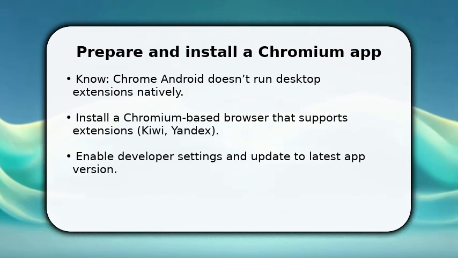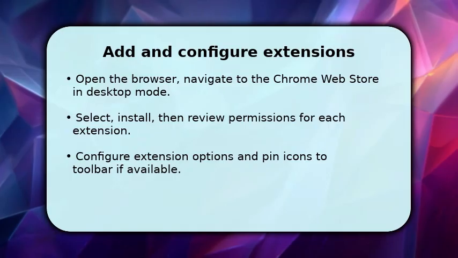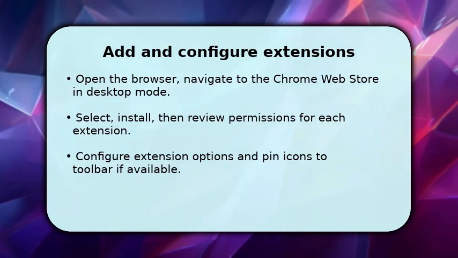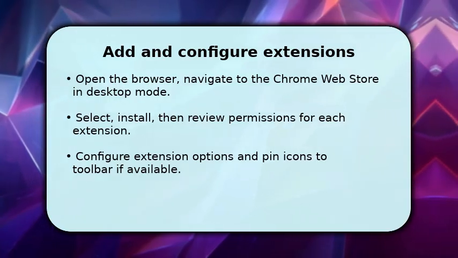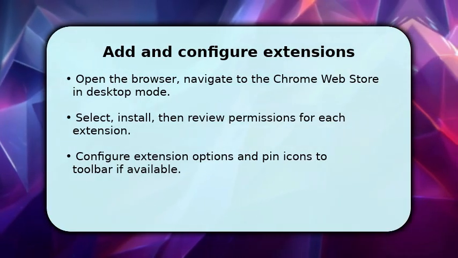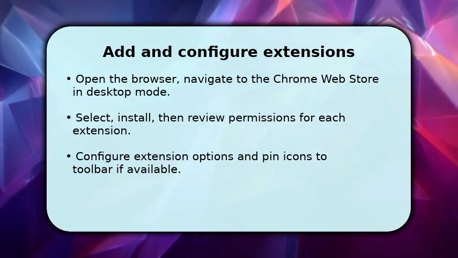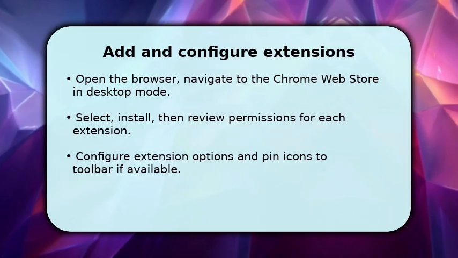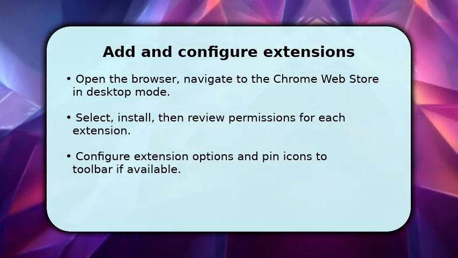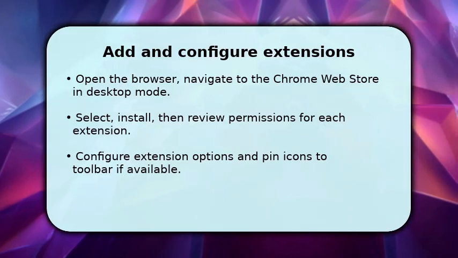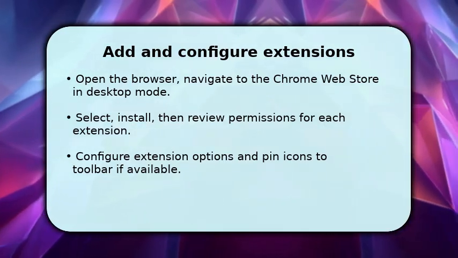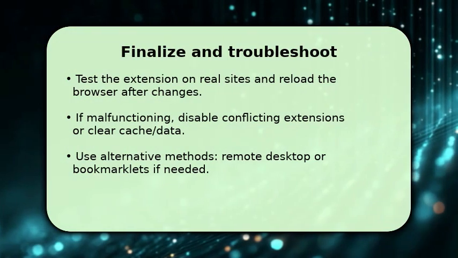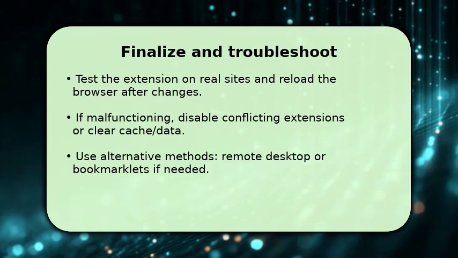Once the browser supports extensions, switch the view to desktop mode so the Chrome Web Store loads properly. Search and install the extension you want, and when prompted, accept only the permissions you need. After installation, open the Extensions Options page to configure behavior and sign in if required. Make sure to pin the extension to the toolbar or enable it in the browser's Extensions menu so you can access it quickly. To finish, test each extension on the websites or workflows you'll use most, and restart the browser after making major changes.